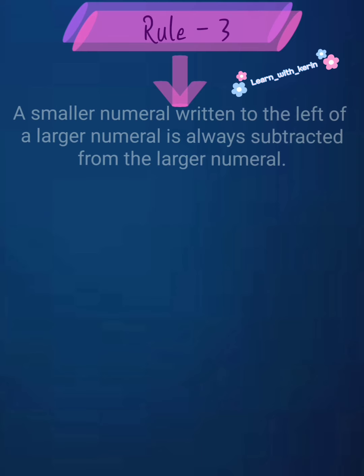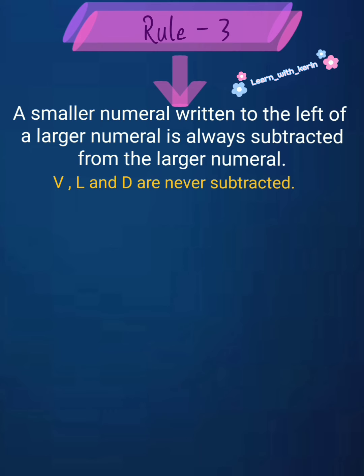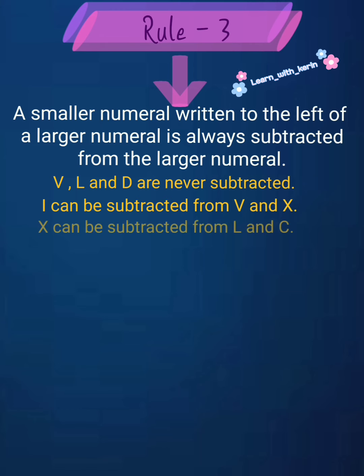Rule number 3. A smaller numeral written to the left of a larger numeral is always subtracted from the larger numeral. However, we need to bear in mind that V, L and D are never subtracted. I can be subtracted from V and X. X can be subtracted from L and C. C can be subtracted from D and M.